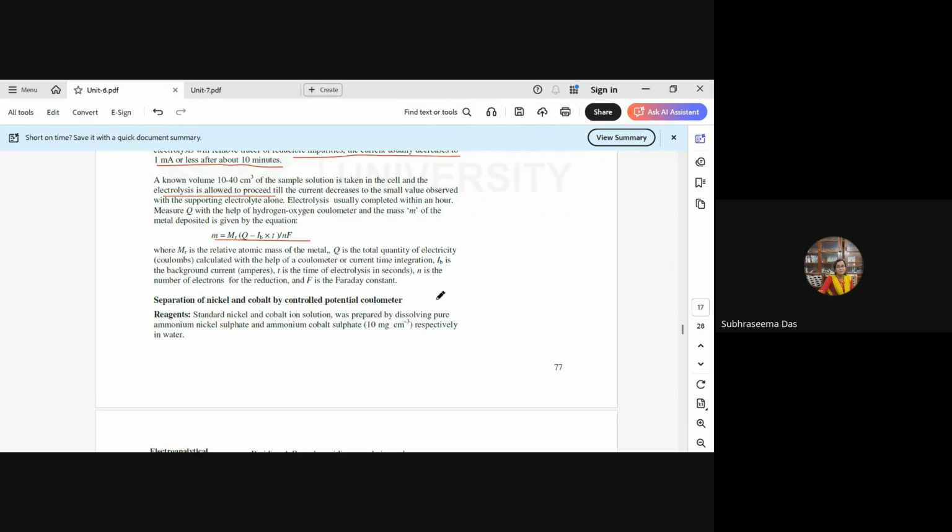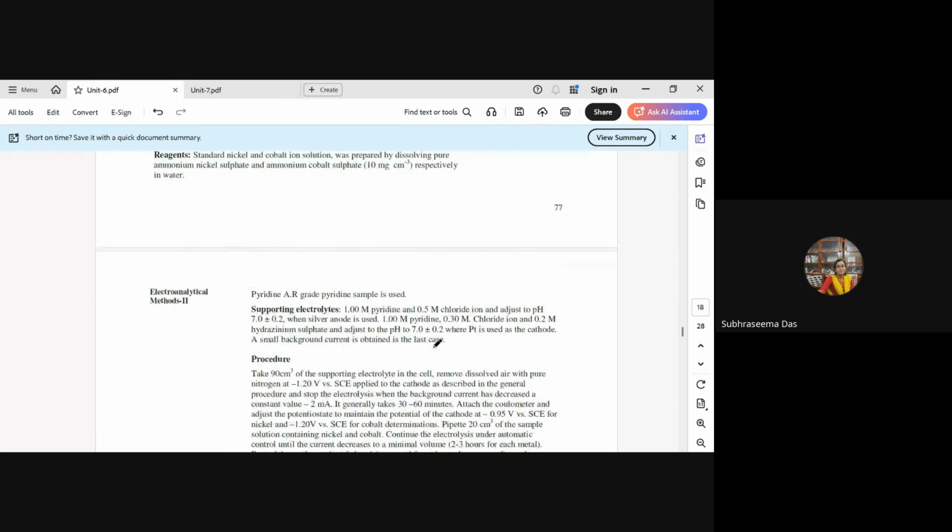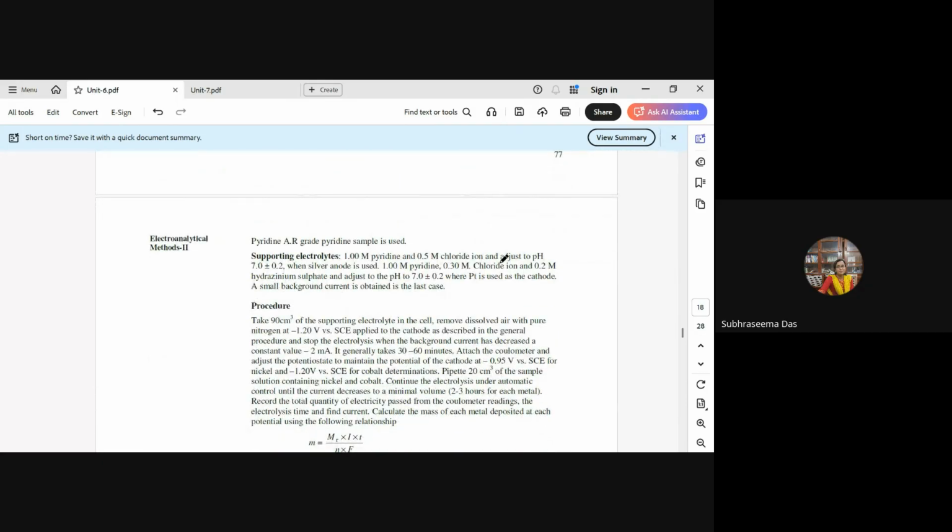Then, separation of nickel and cobalt by controlled potential coulometry. The reagents required are standard nickel and cobalt ion solutions that have been prepared using nickel sulfate and ammonium cobalt sulfate. Then the supporting electrolyte is 1 molar pyridine and 0.5 molar chloride ion, adjusted to pH 7 when a silver anode is used, or 1 molar pyridine and 0.3 molar chloride ion. These are the requirements, and platinum is used as the cathode.